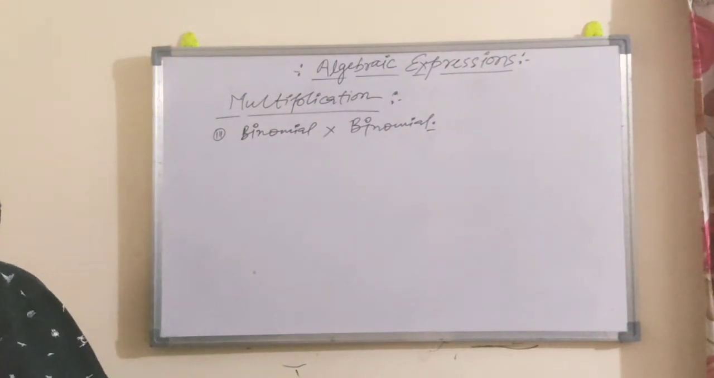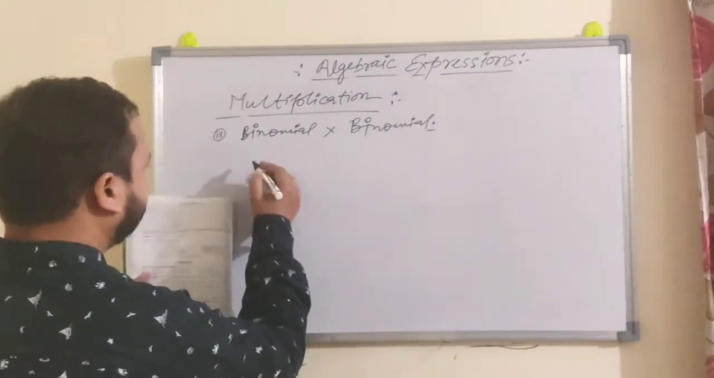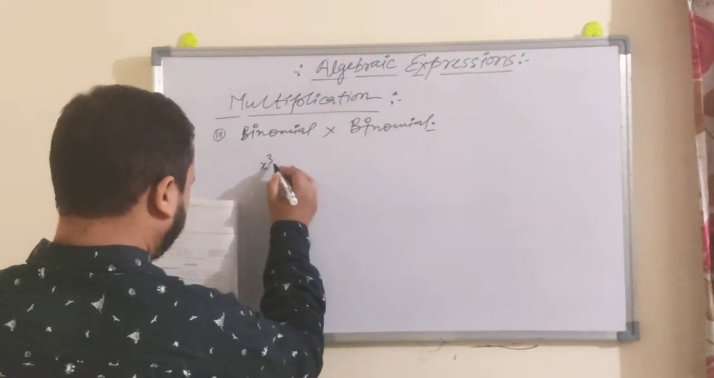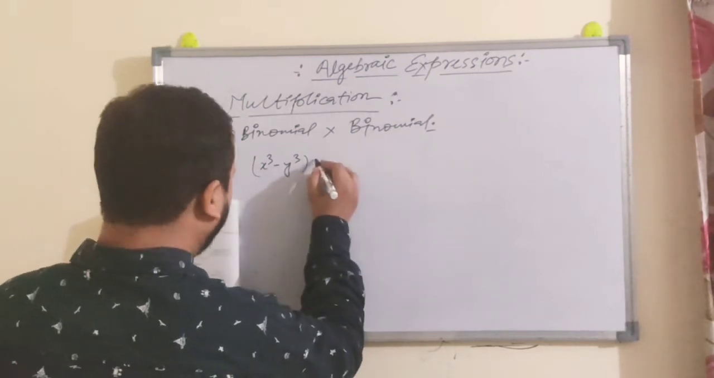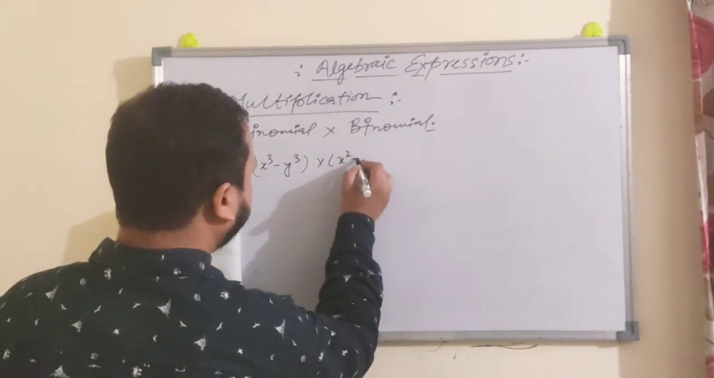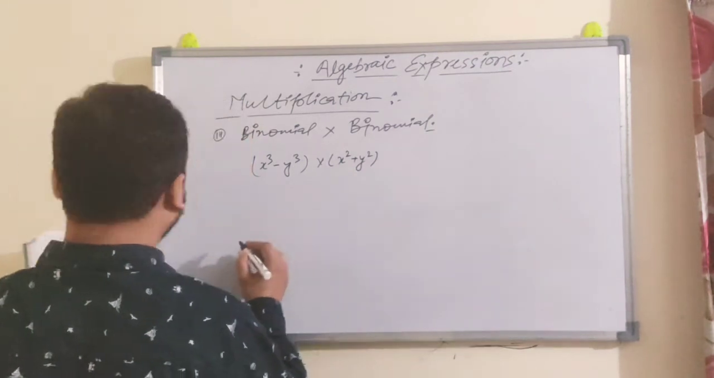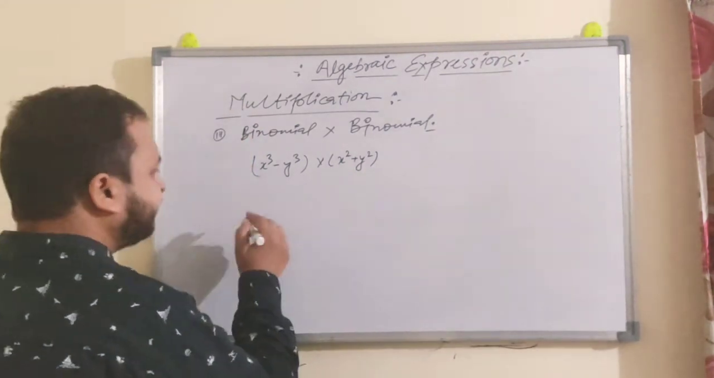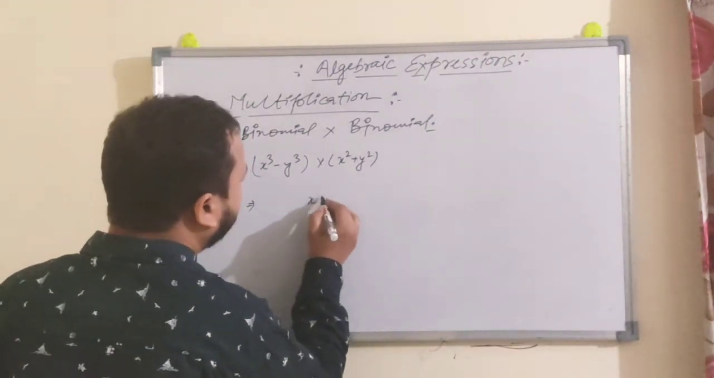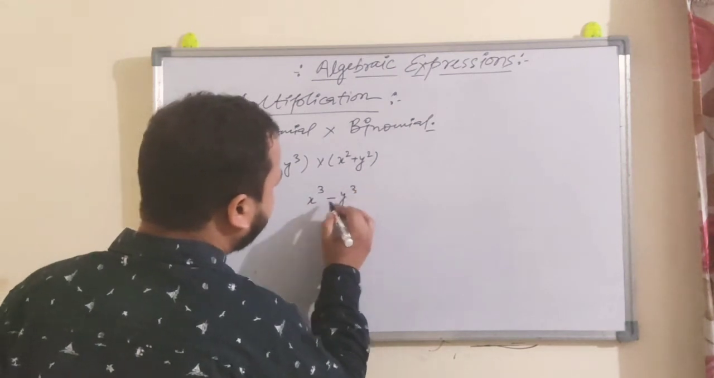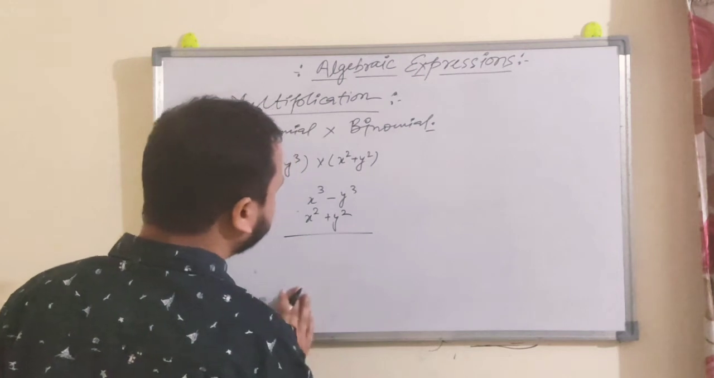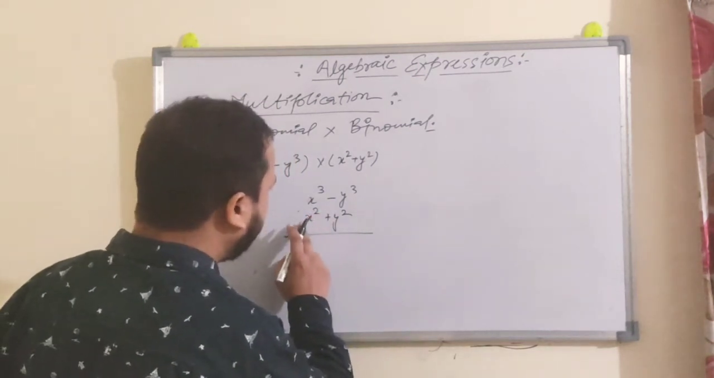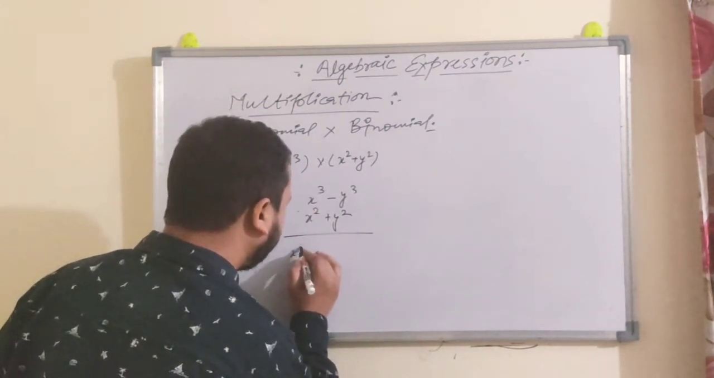So one question is x cube minus y cube, and we have to take the product with x square plus y square. So I'm going to solve it by column method. x cube minus y cube and x square plus y square. x square into x cube, so x power 5.